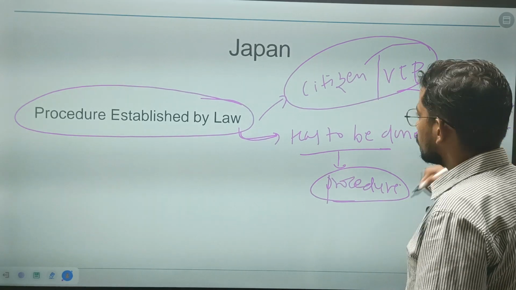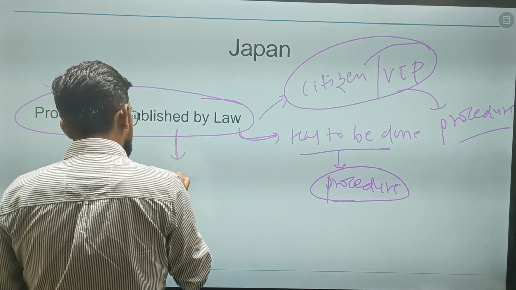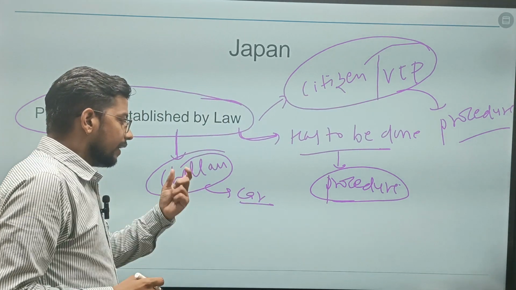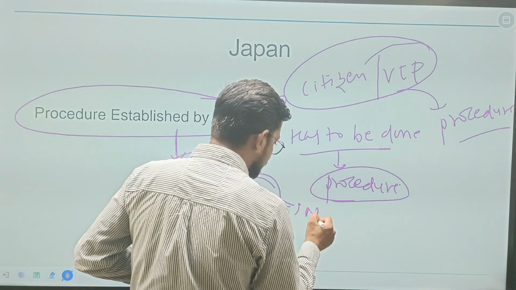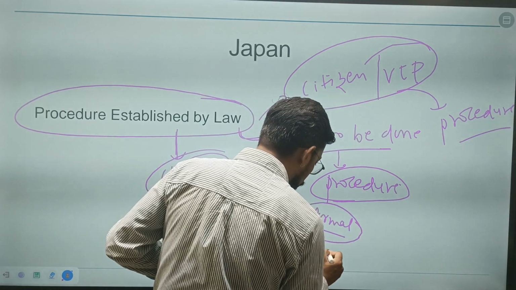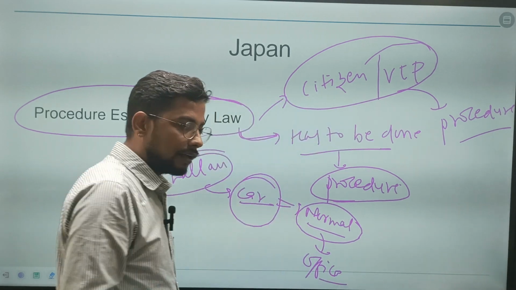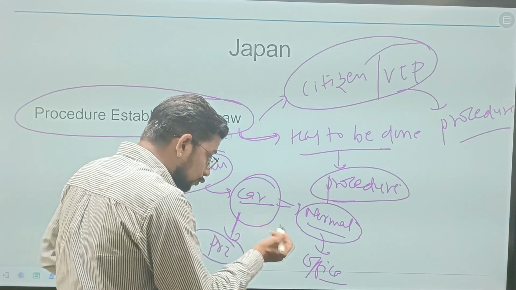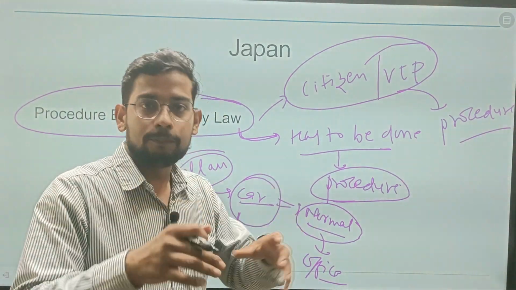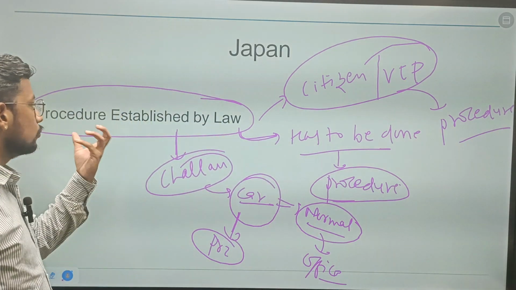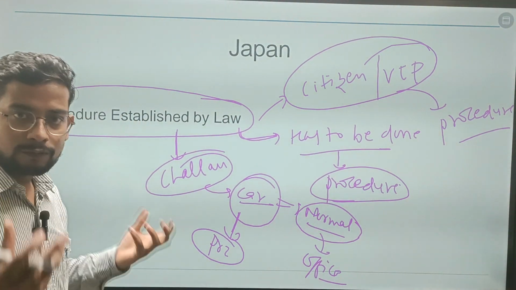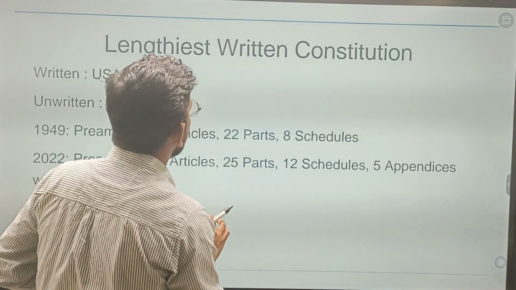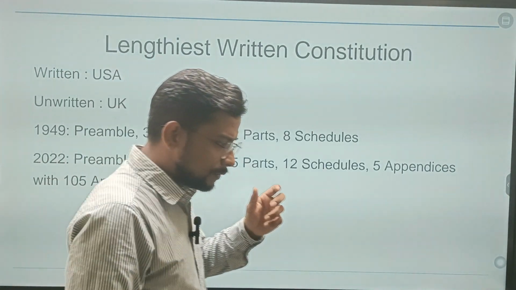For example, there is a challan of a car, and if this car belongs to a normal citizen, then he has to go to an office and deposit the challan. And if the car belongs to the President of India, then also he has to go to the concerned office and deposit it. So this shows that procedures established by law must be followed, which we have taken from the constitution of Japan.